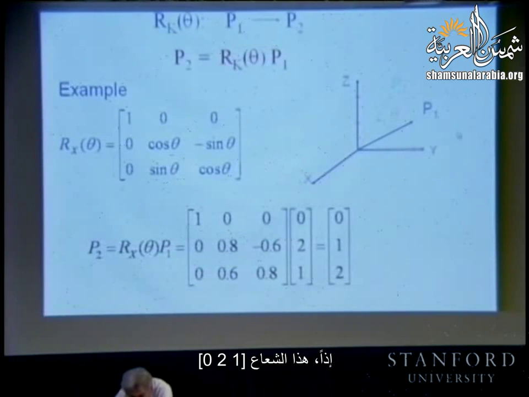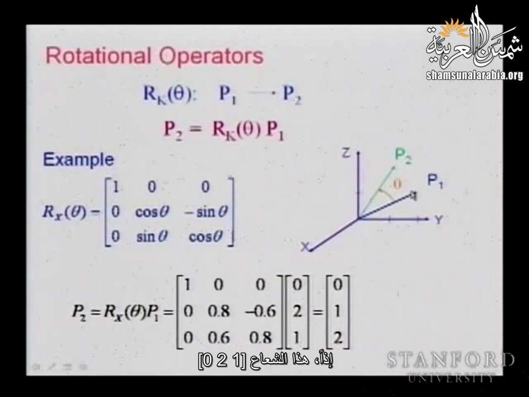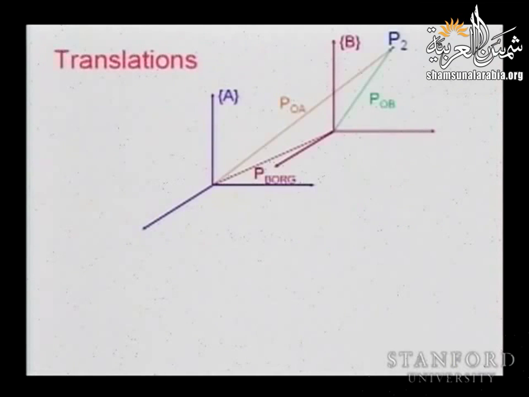So this is the vector 0, 2, 1, 2, and 1. And now 0, 1, 2 is 0, 1, and 2. Okay.